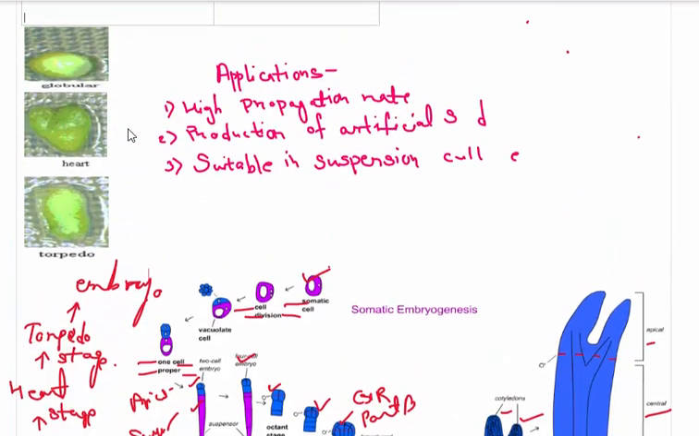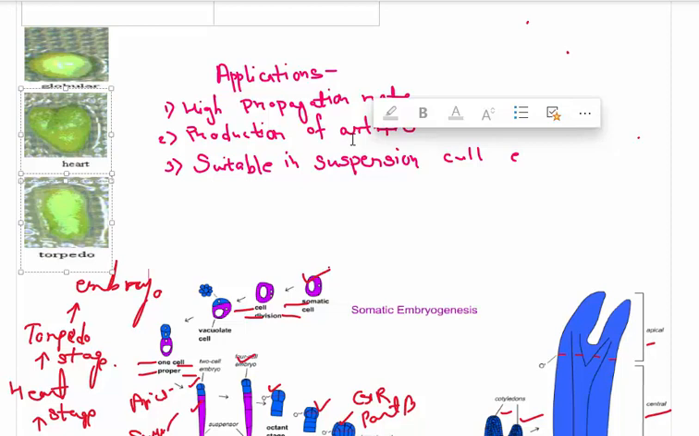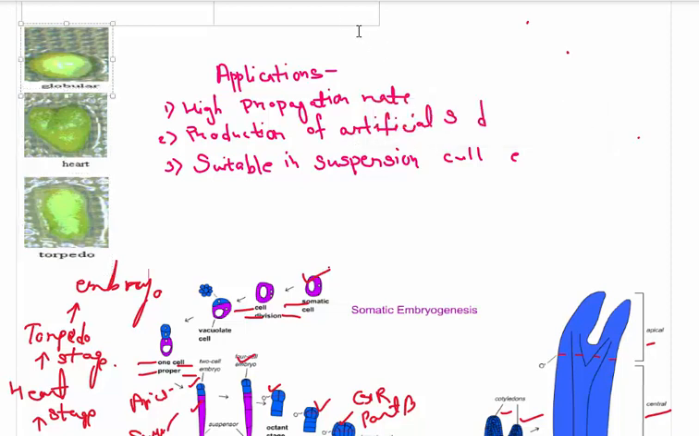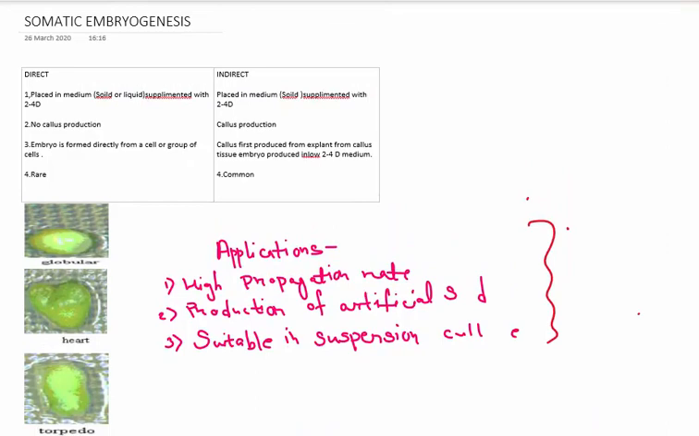So next is what are the applications of the somatic embryogenesis. So some applications are it helps in the production of the artificial seeds. It is suitable in the suspension culture, and it has a high propagation rate. Okay. So these are the applications. So this is all about the somatic embryogenesis. The first somatic embryogenesis was tested in the carrot by the suspension culture.